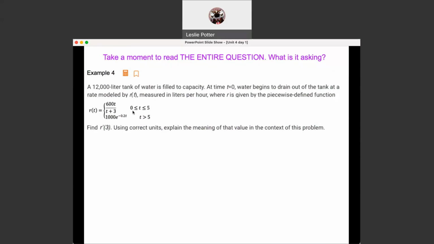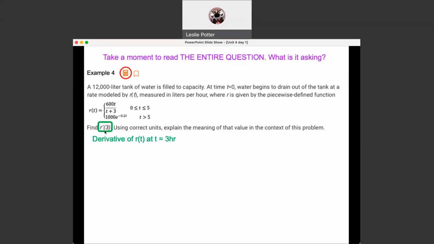So coming back up here to this piecewise function, that means we're using the top piecewise function. Okay, and it says using the correct units explain the meaning of the value in the context of this problem. So we have to explain the context with the correct units. Let's go back up here and look at the units. We've got liters per hour, so we know the units for R of t are liters per hour. R of t is already a rate, and we're being asked to differentiate this. So keep an eye on that as we go through the solution.